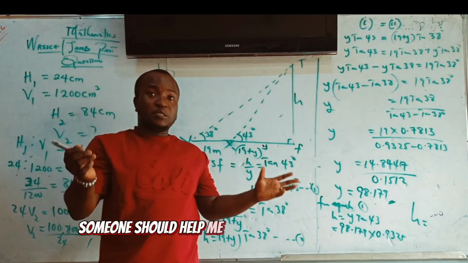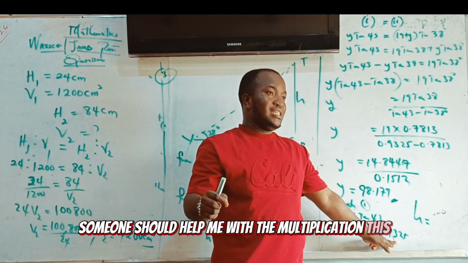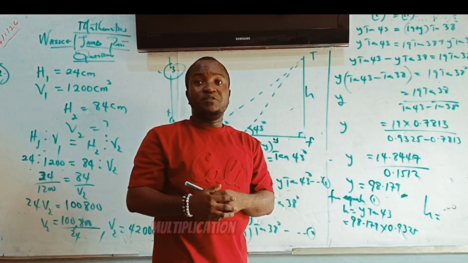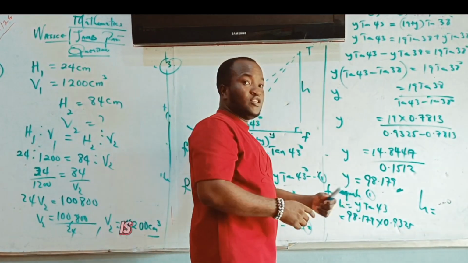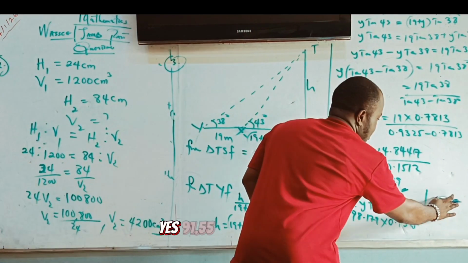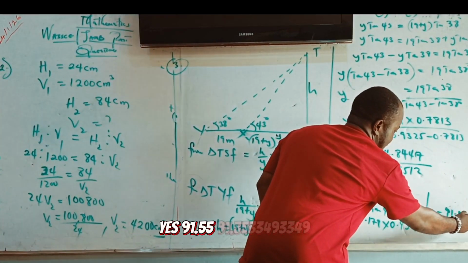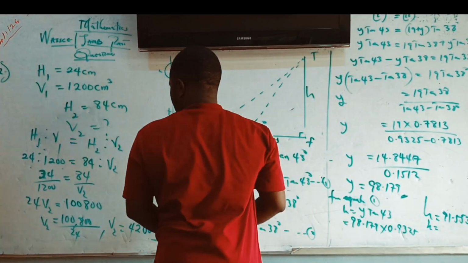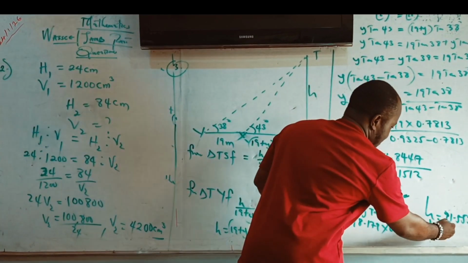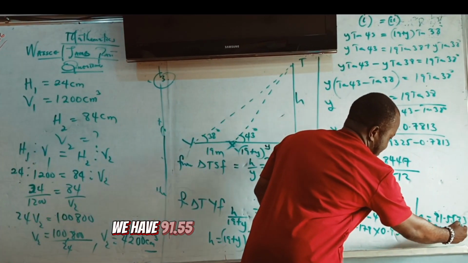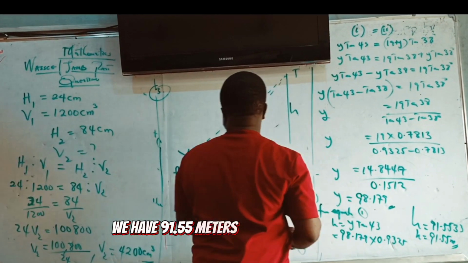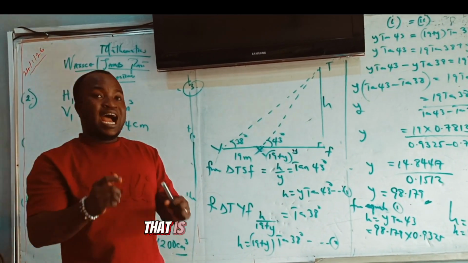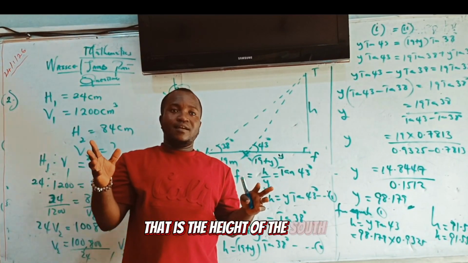Someone should help me with the multiplication: this multiplied by this. Quickly, 91.553. Is that the multiplication of everything? Yes, 91.5533. Approximated, we have 91.55 meters. Meters, that's the answer. That is the height of the tower.